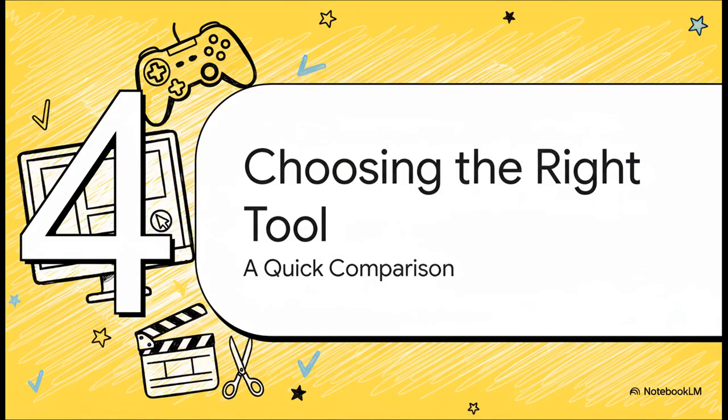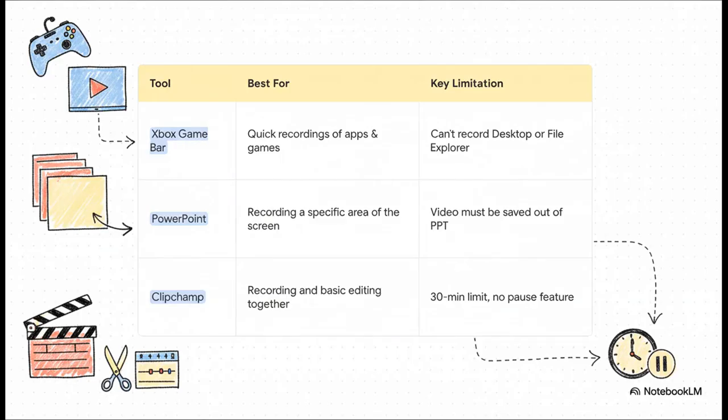So we've looked at 3 different, totally free options. Each one has its own specialty, right? From a super quick capture to a more polished, edited video. So which tool is the right one for you? Let's break it down and make it real simple. As you can see here, the best choice really just depends on what you need to do. For a quick, no-fuss recording of an app, use the Xbox Game Bar. It's your fastest option. If you need to highlight a very specific part of your screen, PowerPoint is your tool. And if you know your project is going to need some editing, just start with Clipchamp.